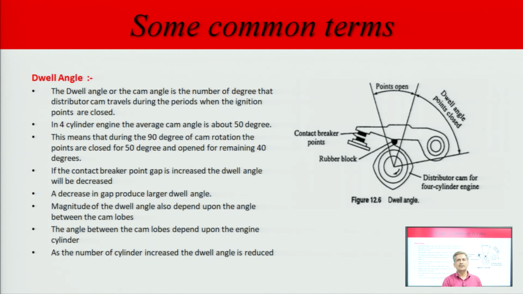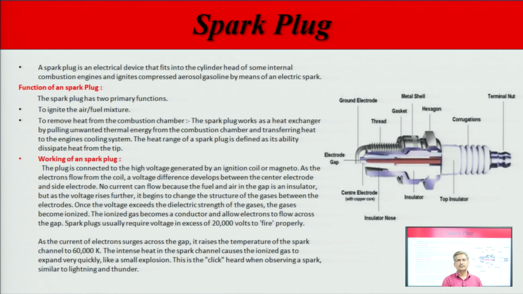So, it is a period of inactivity. The dwell angle or cam angle is the number of degrees that the distributor cam travels during the period when the ignition points are closed. During this period the ignition is inactive.